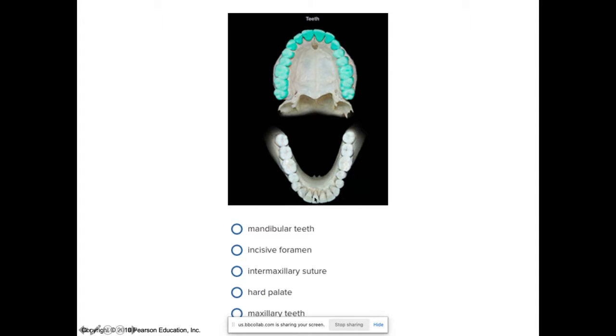Okay, we're looking at the teeth. All right, we got to figure out what we're looking at here. Hard palate, well, that would be this. Are we looking at the maxillary teeth? Are we looking at the mandibular teeth? Well, let's see. What's highlighted here? Right, so it's got to be either mandibular or maxillary. So the mandible, that's the bottom. The maxilla is on the top with the hard palate. So that would be the maxillary teeth. Incisive would be up here. Those are your incisors. Central incisors and the lateral incisors.